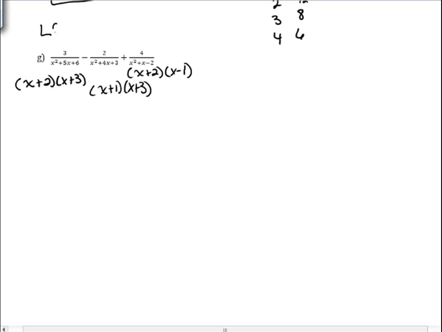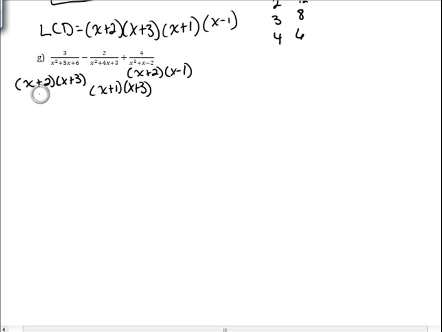The LCD then, write down your first denominator, x plus 2 times x plus 3. The middle denominator was x plus 1 and x plus 3. The thing that's missing is the x plus 1. And then the last denominator is x plus 2 times x minus 1. And so the thing that's missing here is the x minus 1.